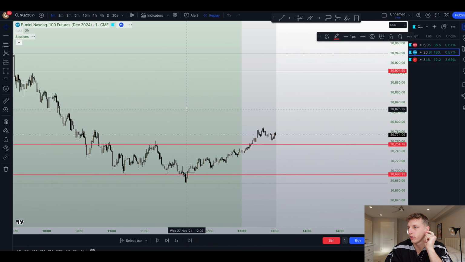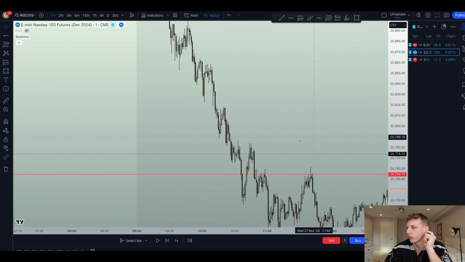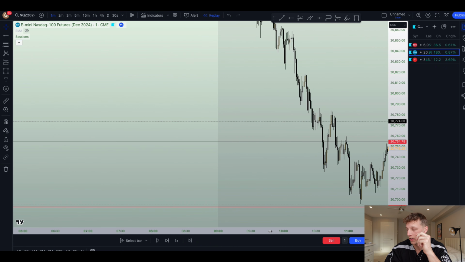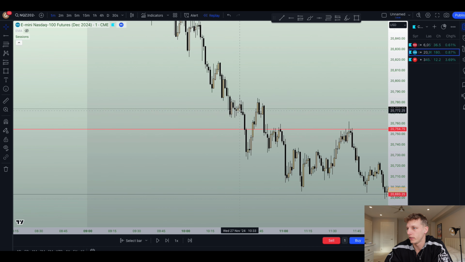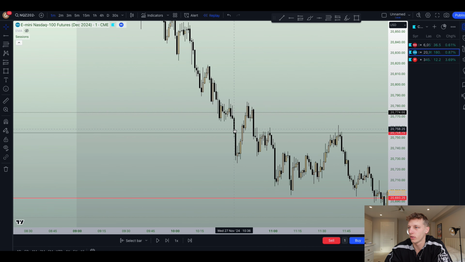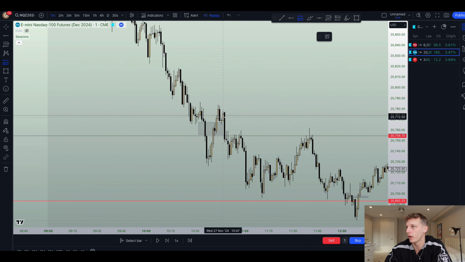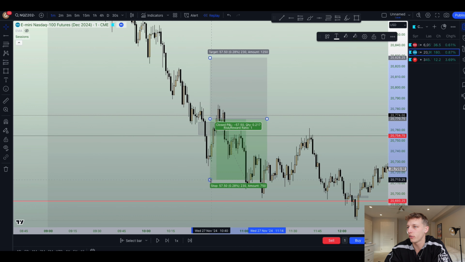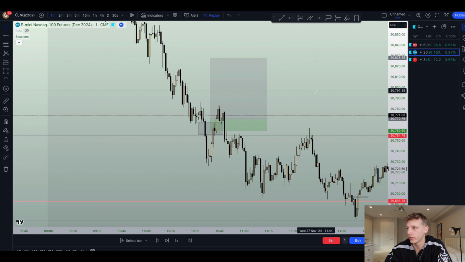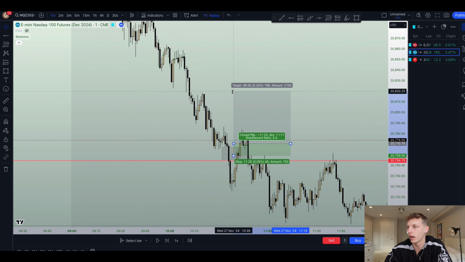So I hop onto the 1 minute and I'll sort of go over my thought process. In this case, we take this very obvious low, we put in a fair value gap here, and we inverse it. So I actually took this trade, but I got stopped out at break even. So my entry was here, my stop was below this order block, and I was targeting these relative equal highs up here.